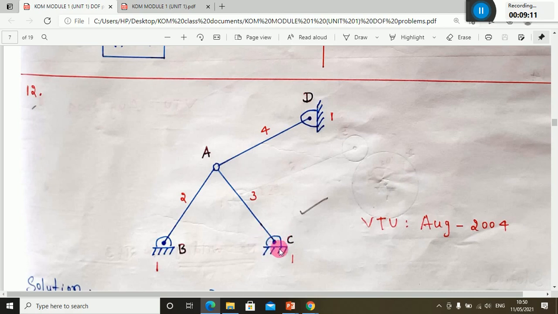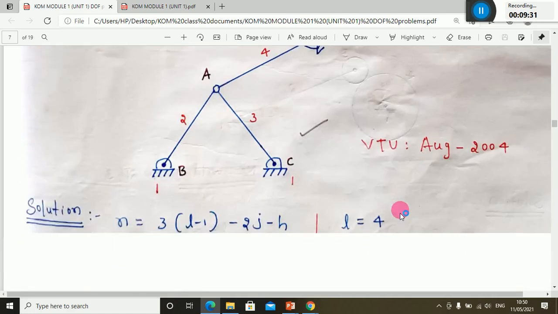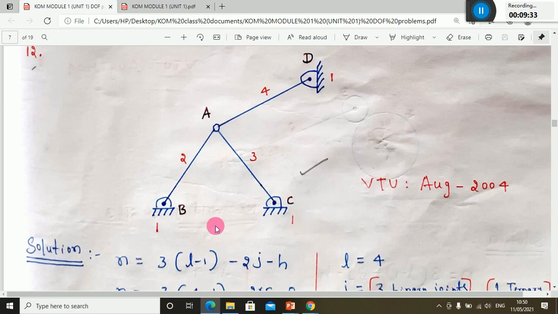Again at point C, to the first link itself, there is one more link attached. That is AC. Again to the same first link, there is one more link, that is AD. The fixed link is considered as only one link, and the remaining 3 are considered as second link, third link, and fourth link. So L is 4. And what about the number of binary joints?